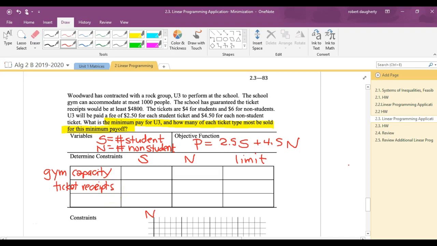So gym capacity. What is the capacity of the gym? The word's at most. So when I say at most, that means it's going to be 1,000 or less. So what kind of sign goes here? Less than or equal to 1,000. Okay. The receipts I've said would be what? At least 4,800. That means 4,800 is as small as it can be, so it's okay to be bigger.